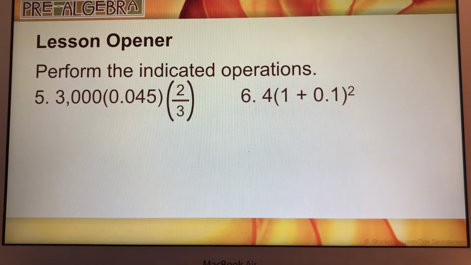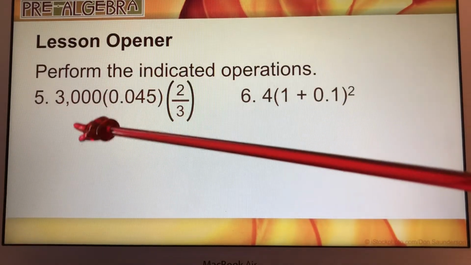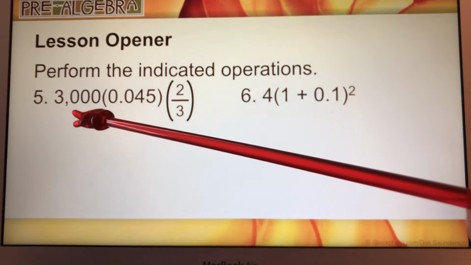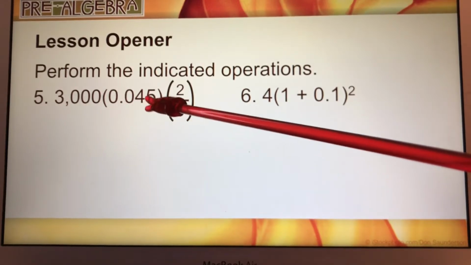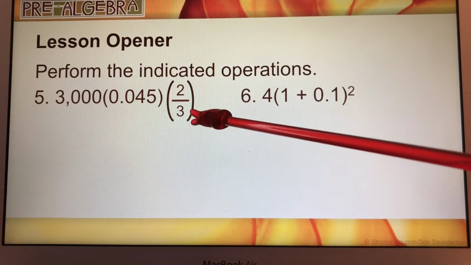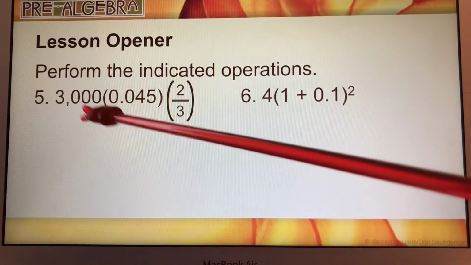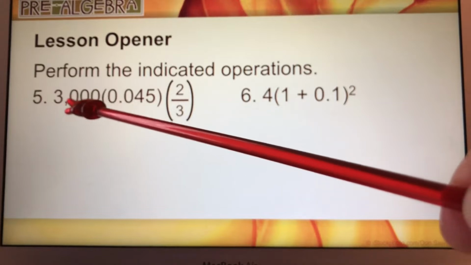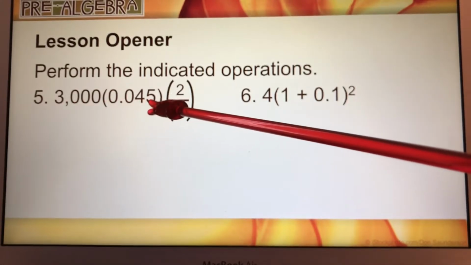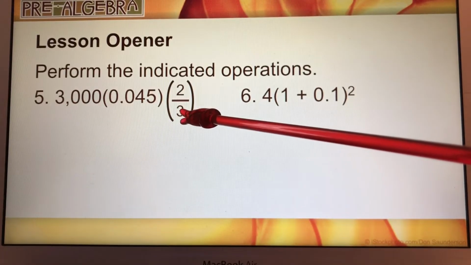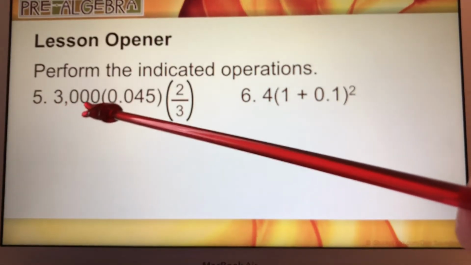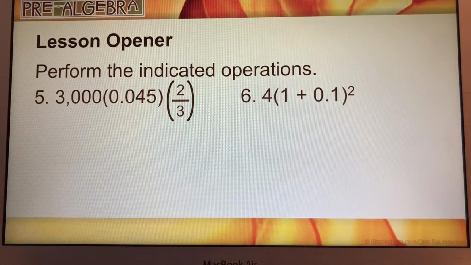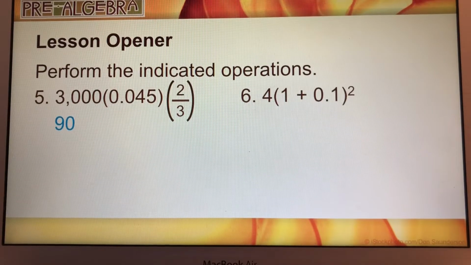Let's take a look here now and look at simplifying 3,000 times 0.045 times 2/3. When you multiply all of that out, your zeros actually will eliminate some of those decimals. You can also cross cancel the 3 and the 3,000 here. That would give us 1,000. When you simplify all that, your answer should be 90.